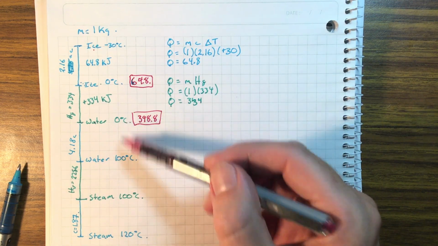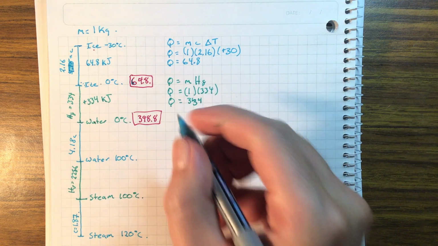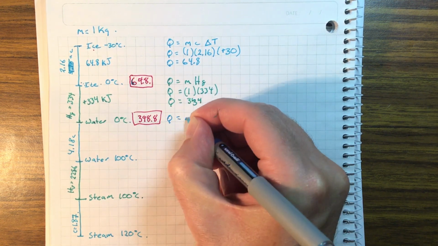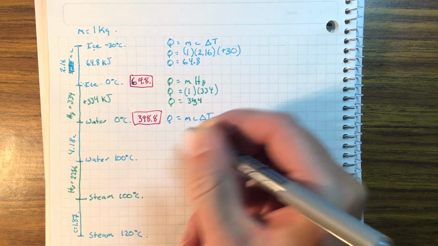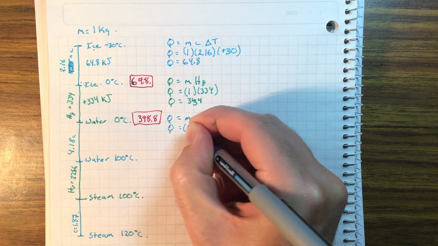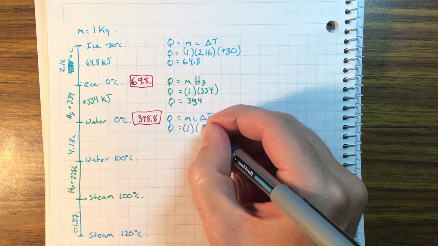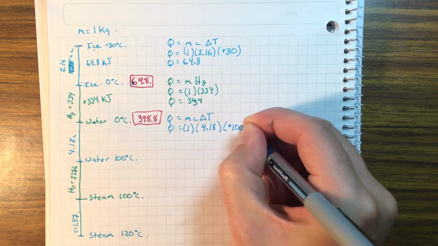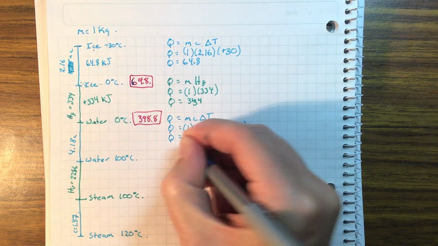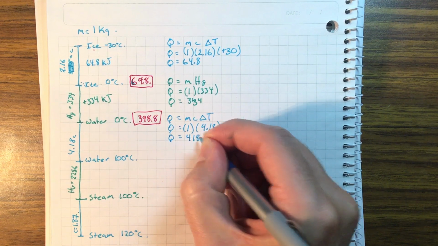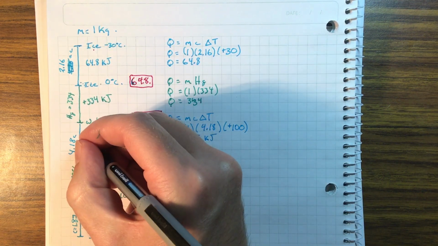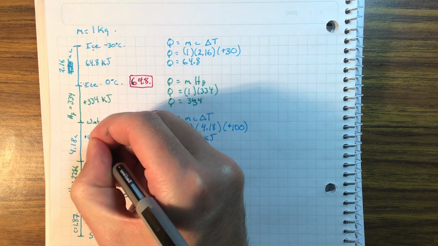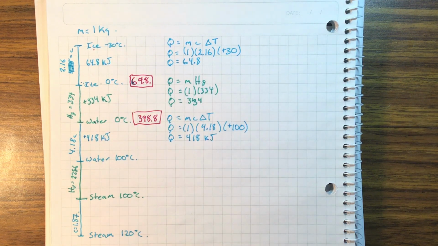Now we've got to go from water at 0 to water at 100. So there's a temperature change, so we use Q equals mc delta T. Mass is 1, c is 4.18, delta T is plus 100 degrees Celsius. That's 418 kilojoules, so we added another 418 kilojoules here.